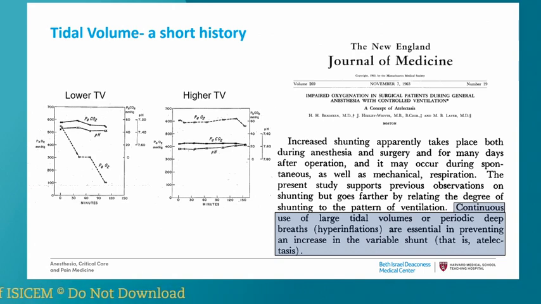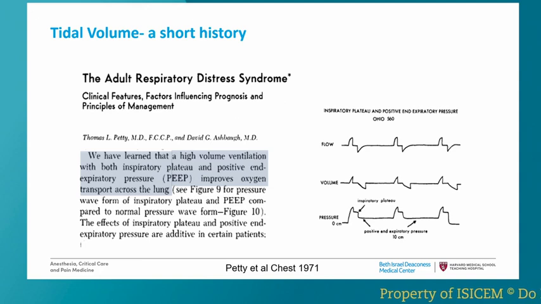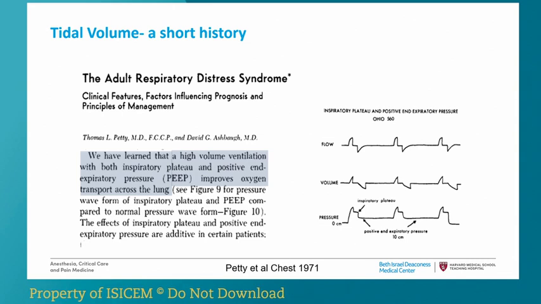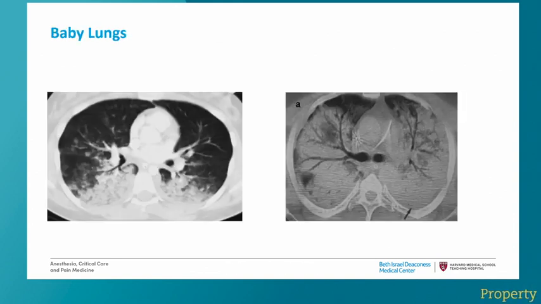So they recommended, these authors from Harvard, that you continuously use large tidal volumes with periodic deep breaths, which we would today call a recruitment maneuver, and that's essential to reduce the shunt. When ARDS was first described, Dr. Petty, who was one of the initial people to describe that, gave these recommendations for mechanical ventilation. Use of a high tidal volume ventilation with inspiratory plateau and positive end expiratory pressure improves oxygen transport across the lung, and improving and maintaining oxygenation was considered to be critical.